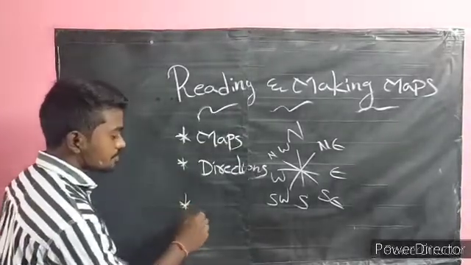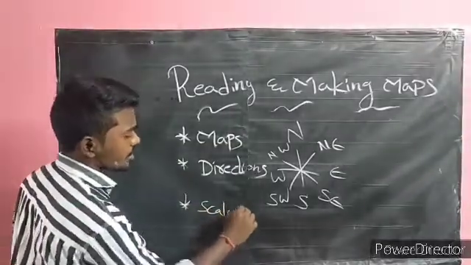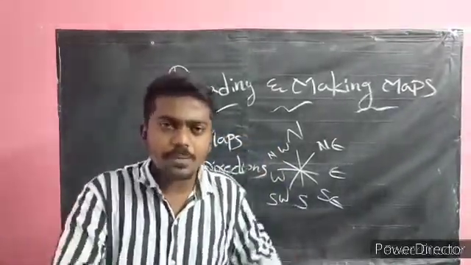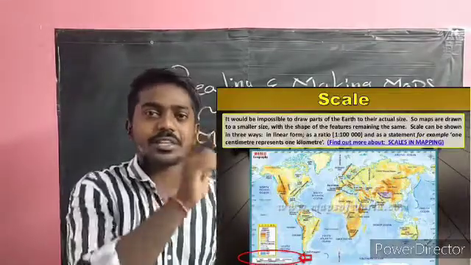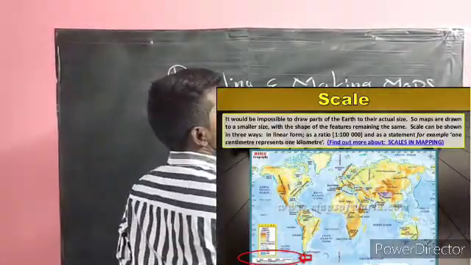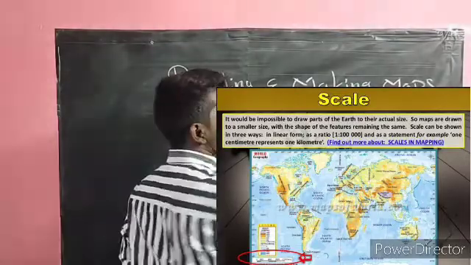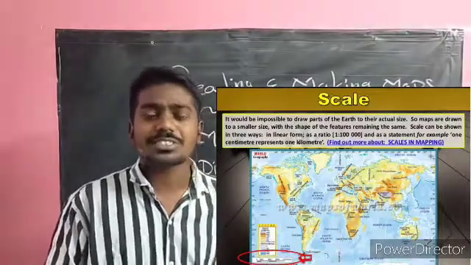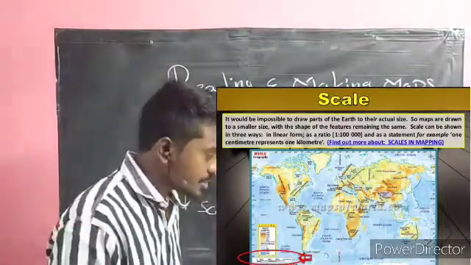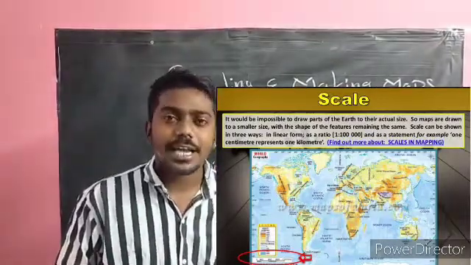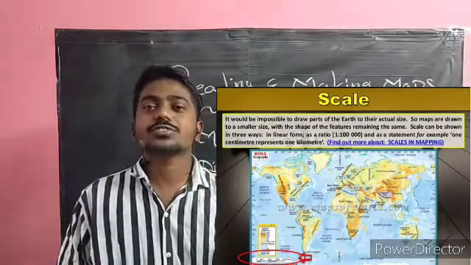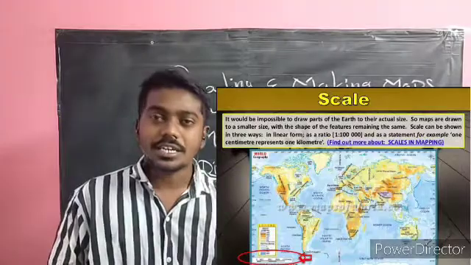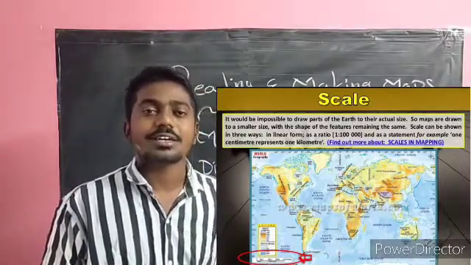And next, I told about the scale. What is the definition of the scale? In every map, at the bottom, you can see the scale, like 1 centimeter equals 100 kilometers. This is the scale. Why do we use the scale in the map? Because it reduces the actual size in the map.